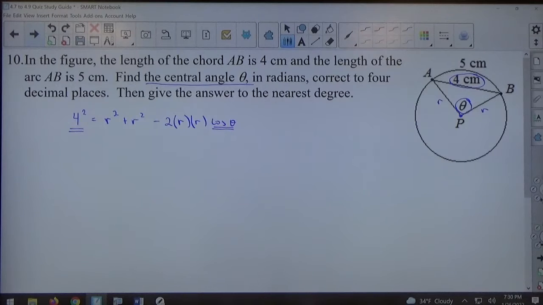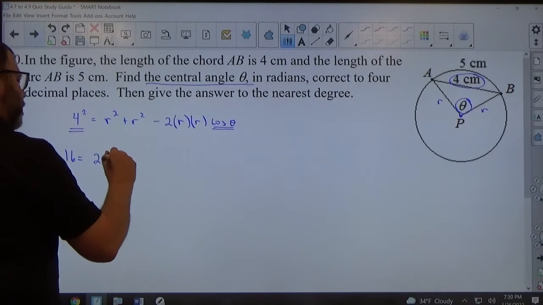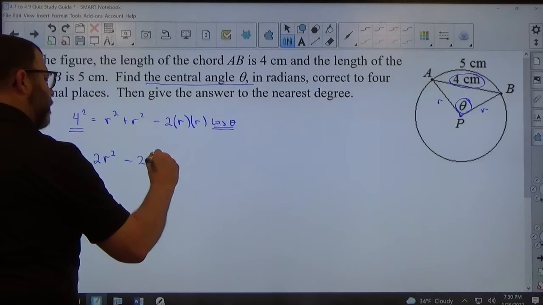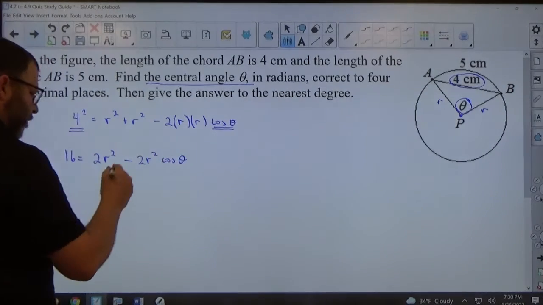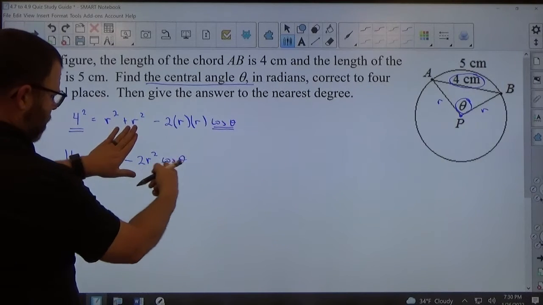If I simplify that as much as I can, I'm going to get 16 equals 2r squared minus 2r squared cosine of theta. And be careful, this 2r squared and this 2r squared can't subtract because this one's attached to a cosine of theta.